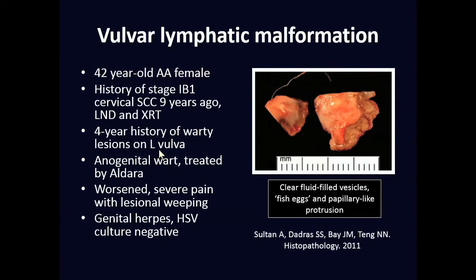For the 4 years prior to what I'm going to show you, she developed these warty lesions on the vulva, and no one really knew what they were. They were called anogenital warts. She was treated with Aldara, and of course, it worsened the situation. She developed severe pain with lesional weeping, and time and time again she was tested for genital herpes, which was negative.